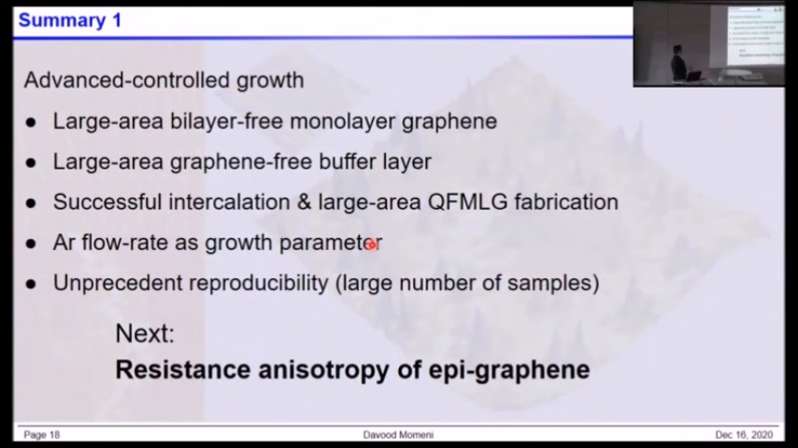So let me wrap it up. So far, I have shown you that we can have high-quality graphene samples, so large area, bilayer-free graphene samples. We can also successfully grow buffer layer graphene-free samples and then intercalate them to get freestanding samples. I showed you that the argon gas flow has a big influence on the growth process, and it can be used as a parameter as well. During this work, I've grown more than 1,200, 300 samples. So we have a really reproducible sample process.